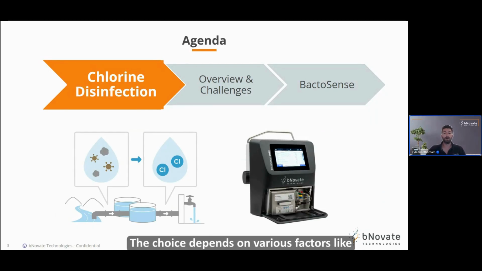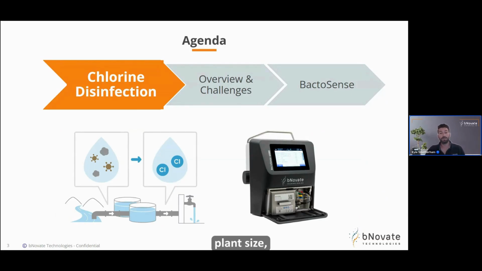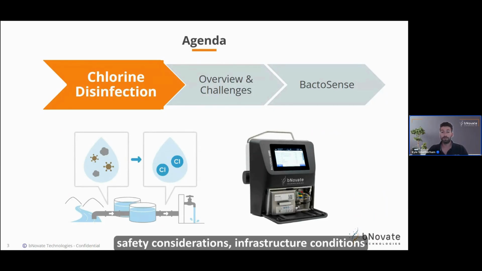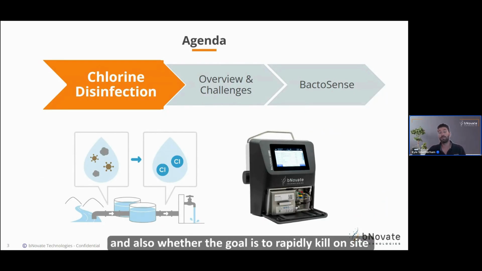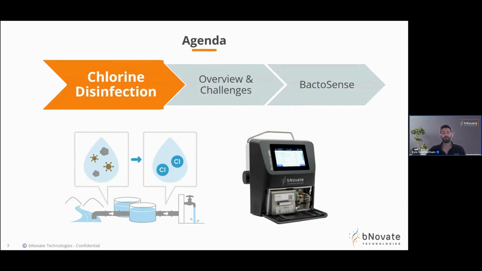The choice depends on various factors like plant size, safety considerations, infrastructure condition, distribution distance, and also whether the goal is to rapidly kill on site or for more ongoing protection in the network.